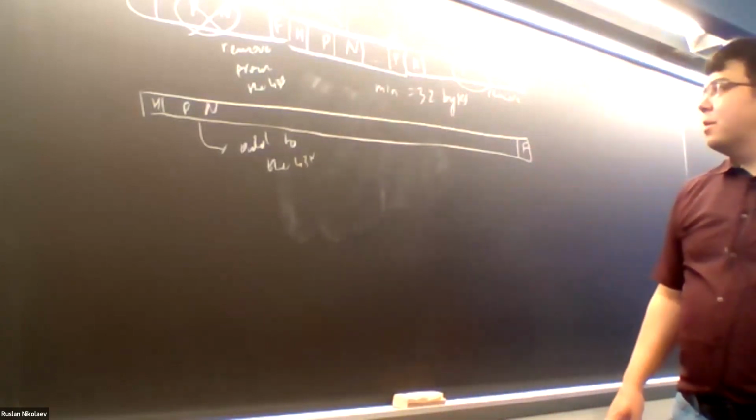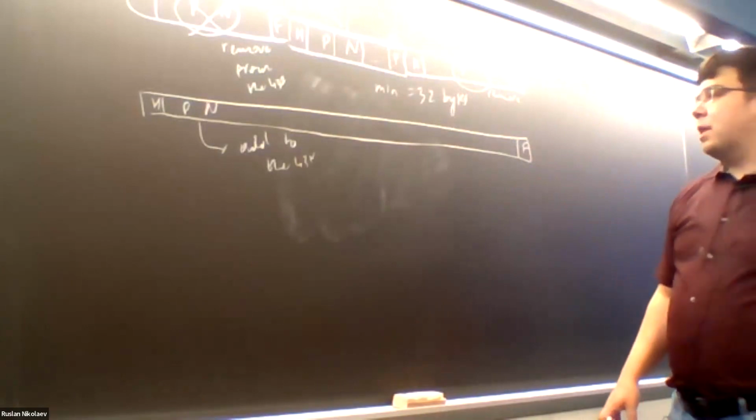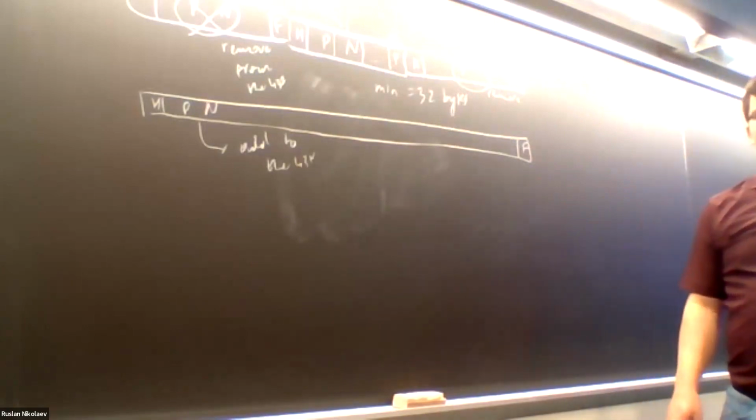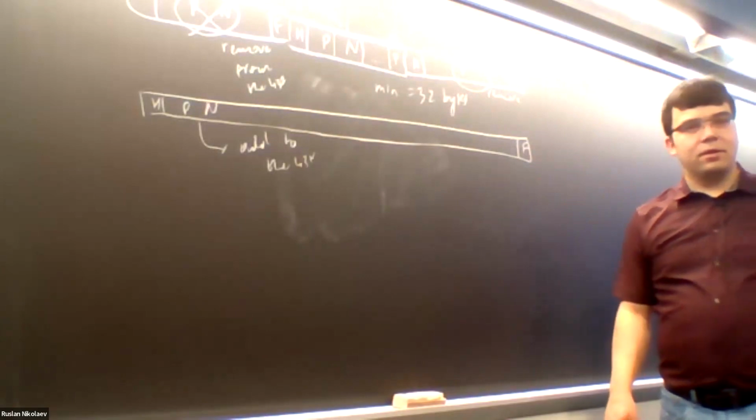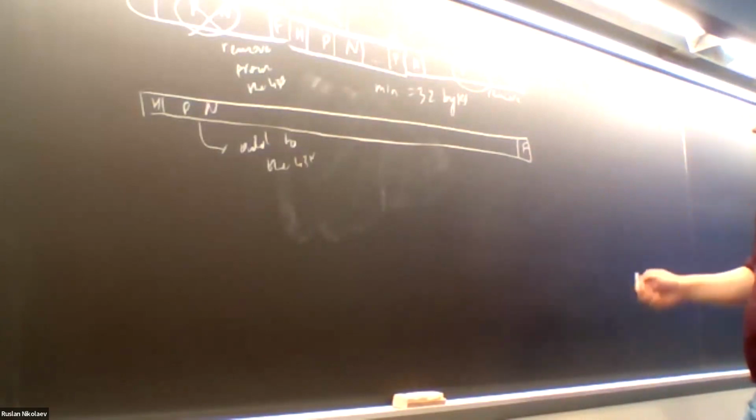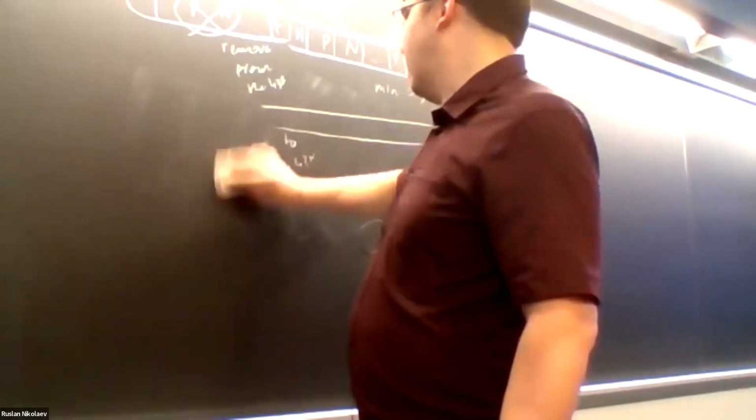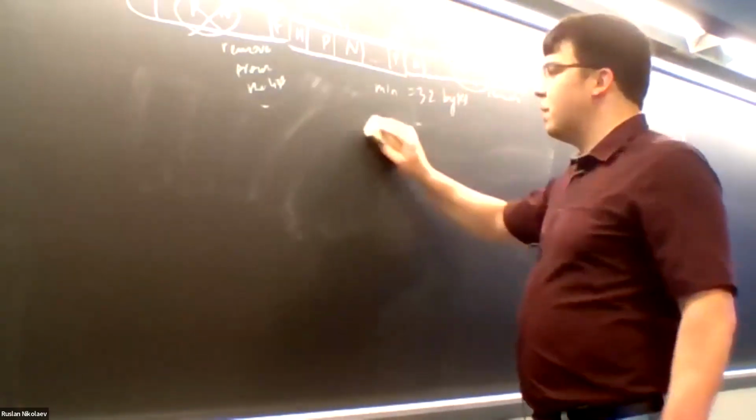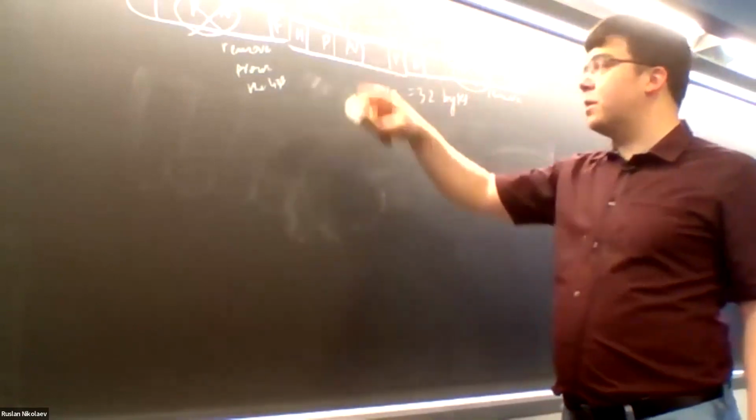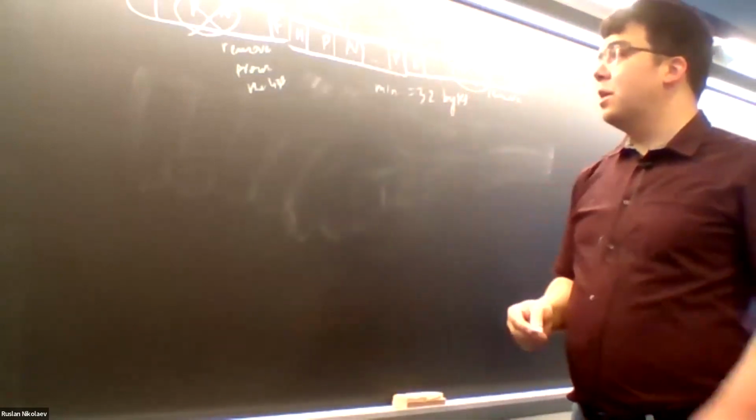Okay, so that means we have to have two operations: remove and add, right? So how do we implement remove? So I have a doubly linked list. So let's just forget that. I mean, this is a memory block.